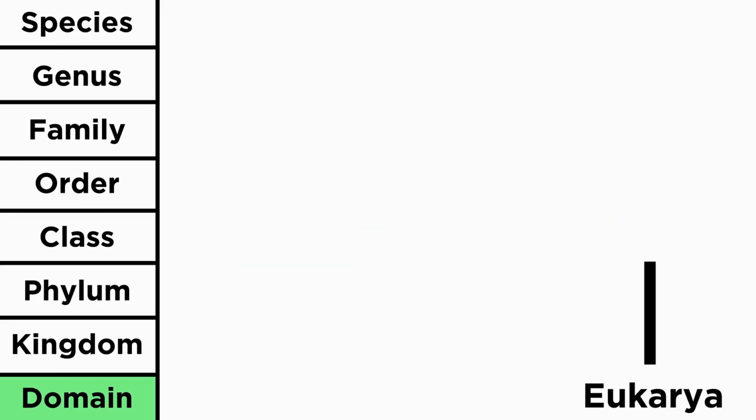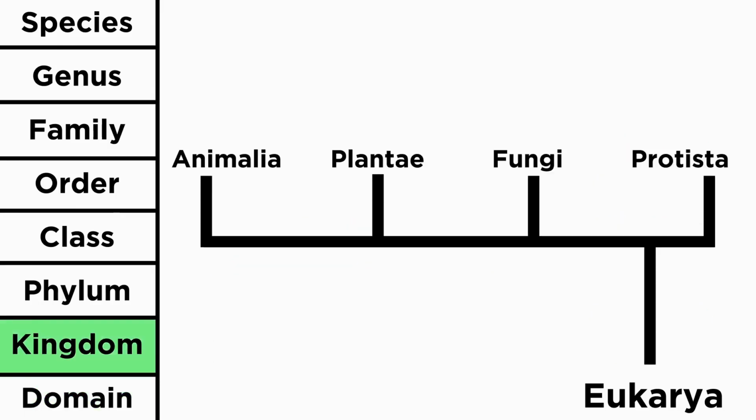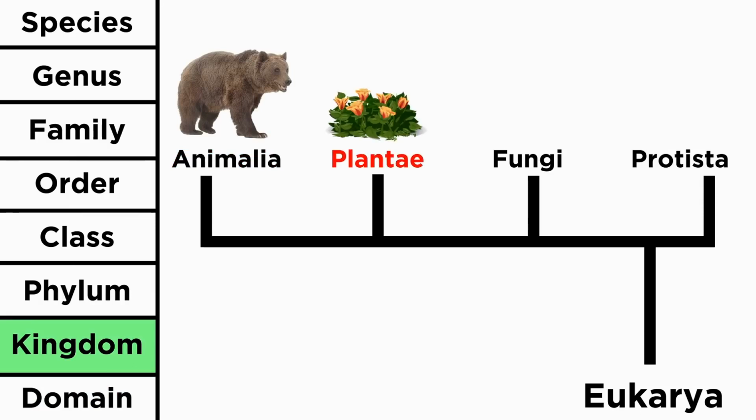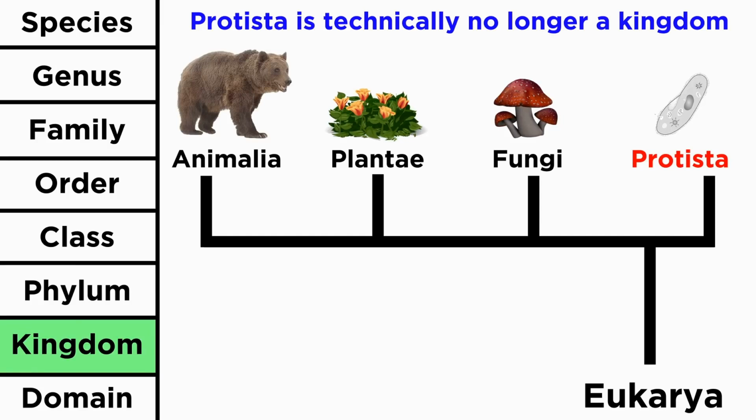Within the domain eukarya, there are several kingdoms. Animalia contains all animals. Plantae contains all plants. Fungi contains all mushrooms and molds. And Protista contains all the rest, although many biologists don't recognize this as a valid kingdom any longer.